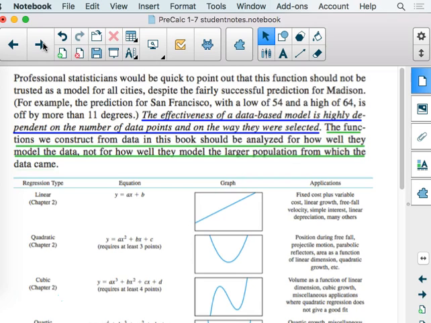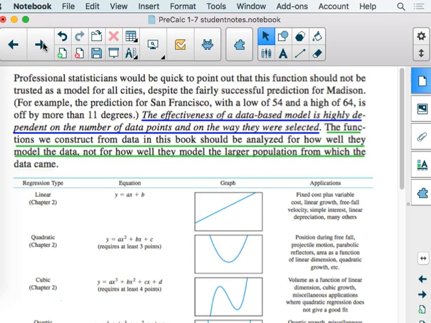So they really didn't have enough. I'm sure it felt like enough points when we were having to type them all in, but you really need a large number of data to support any kind of conjectures you're going to make about something. The functions we construct from data in this book should be analyzed for how well they model the data, not for how well they model the larger population from which the data came.